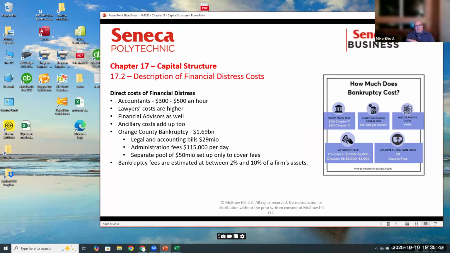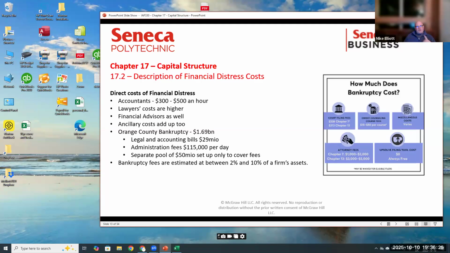So how are we going to describe these financial distress costs? What's involved? Well, a lot of people are paid way more than any of us in this room right now to decide those discussions. Accountants, $300 to $500 an hour. Lawyers, $500 to $1,000 an hour. Financial advisors, they're tricky. They're just going to take a piece of the pie. So you can't really figure out a per hour cost, but think 3 or 4% of whatever we end up doing. And then there's ancillary costs, other stuff as well.